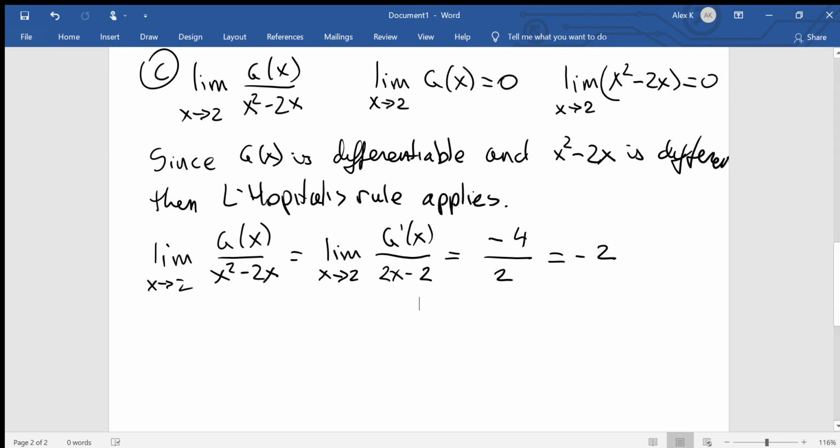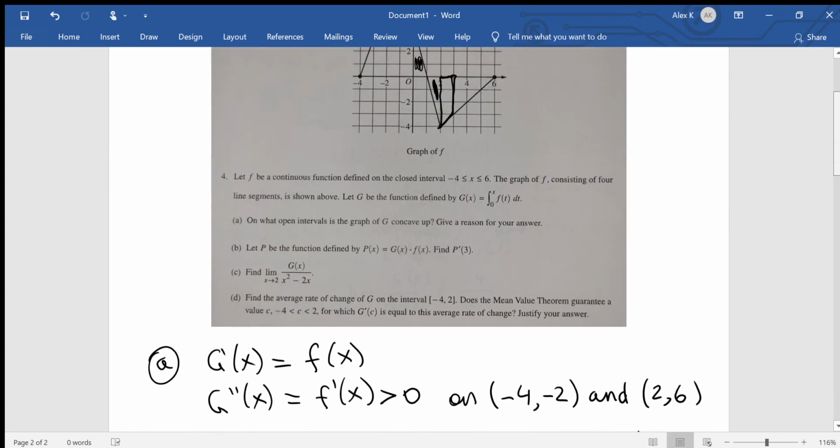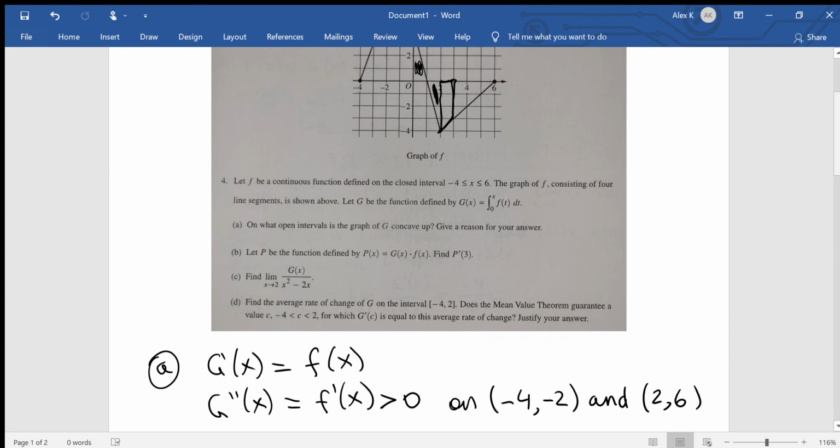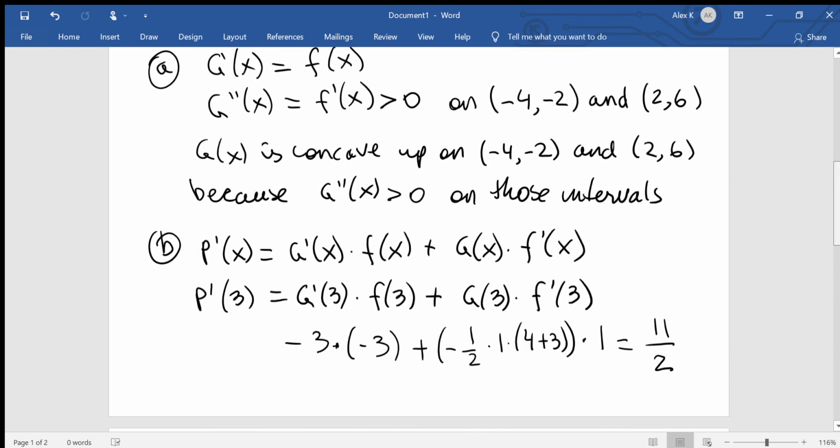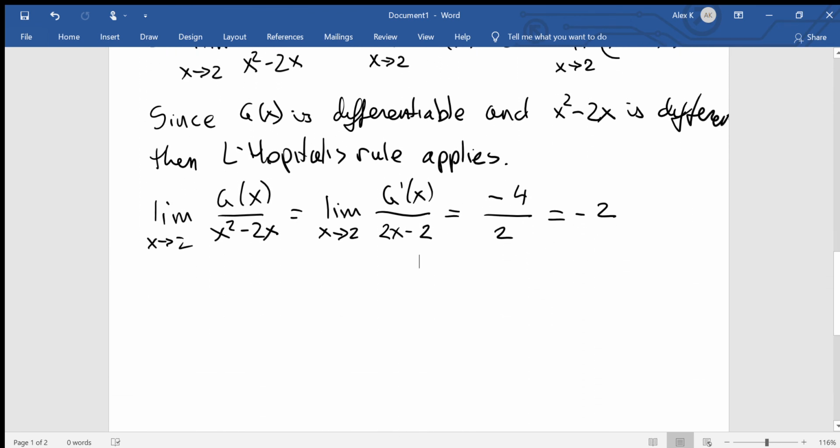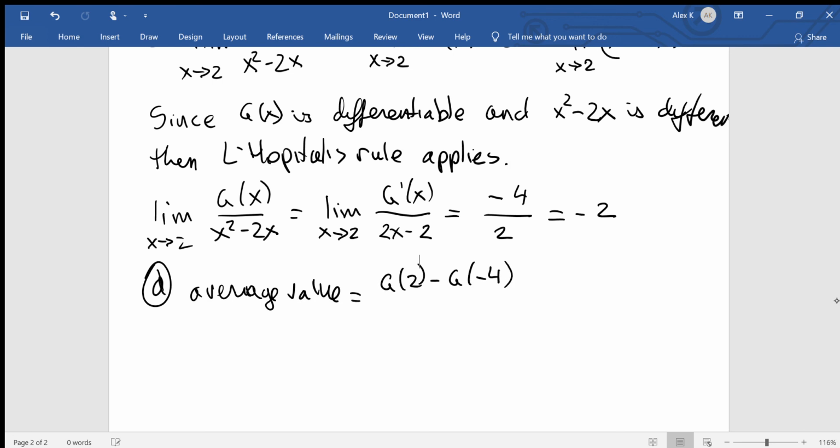And our last question here is going to be find the average rate of change of g in the interval from negative 4 to 2. Does the mean value theorem guarantee that there is a value where g prime will equal to that? Well, let's find the average value first. So the average value is going to be g of 2 minus g of negative 4 divided by 2 minus negative 4, which is going to be 8/3 once you substitute all the values.